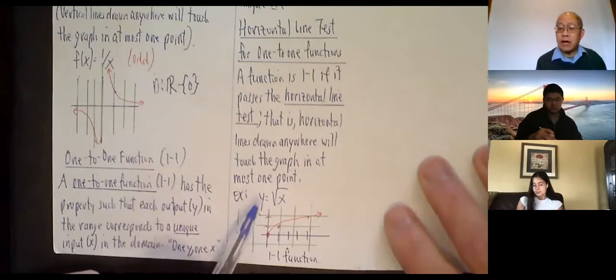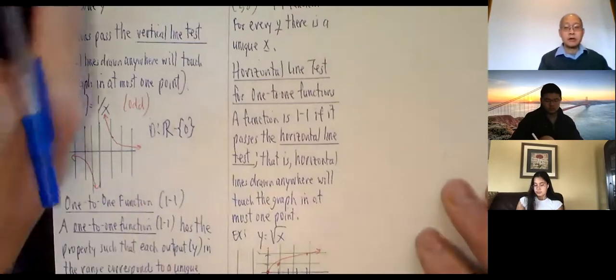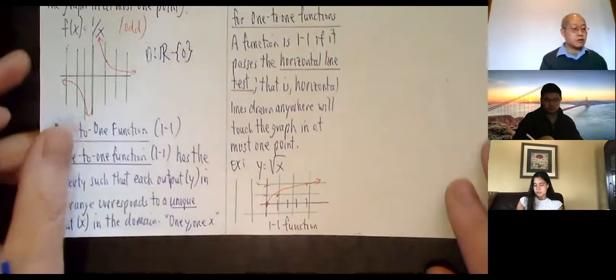Absolute value, do you remember absolute value? Absolute value was V-shaped, right? Looks like a V. So you should know that fairly quickly too.